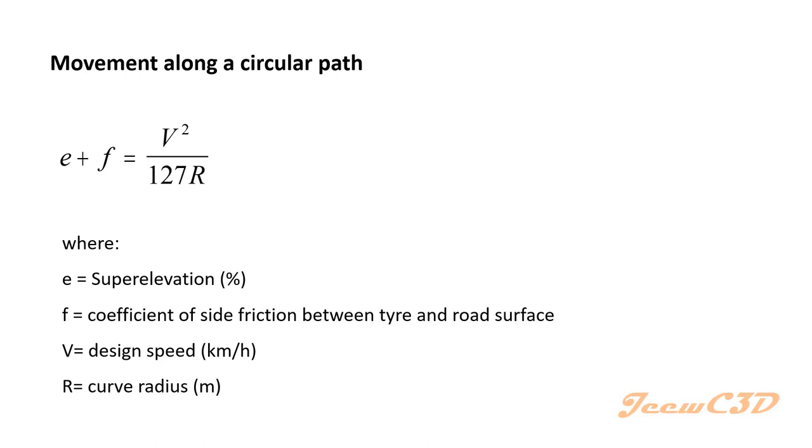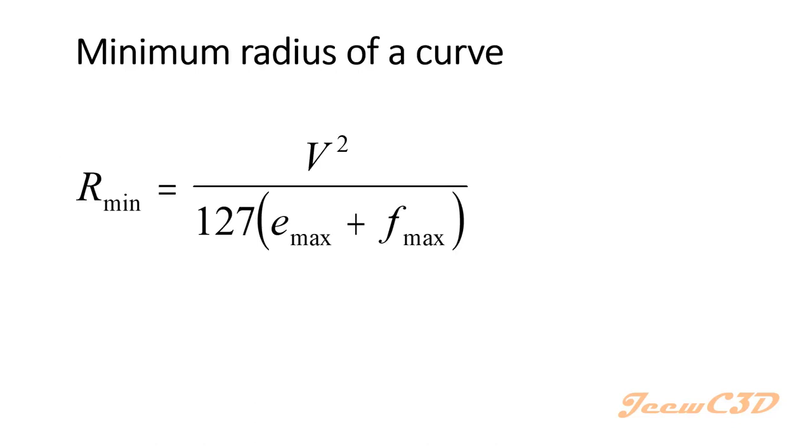So from this equation, e plus f equals v squared over 127 r, we can get r as the subject, and we can put all the things to the other side. So you have r at the left and all the things on the other side. So we can derive a minimum radius for a curve. If you take the minimum radius, design speed for a road section is a constant value, so it depends on e and f, super elevation and side friction. So this r would be minimum when e is maximum and f is maximum. So we get the minimum radius when you have maximum super elevation as well as maximum side friction.